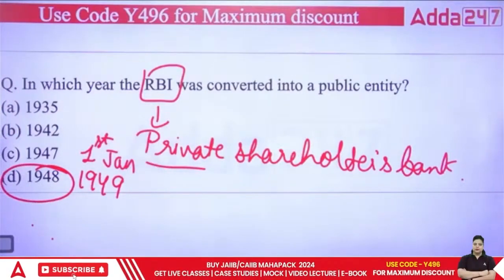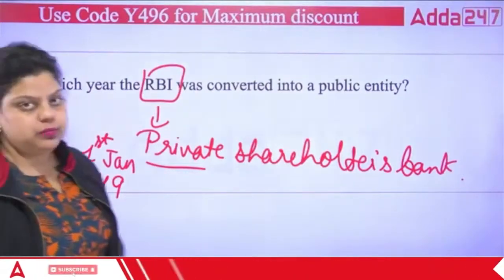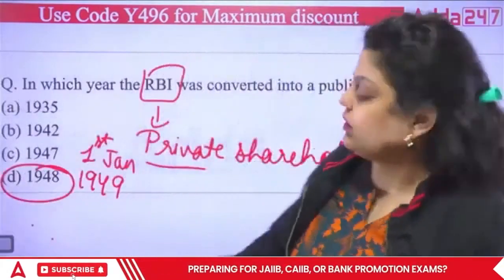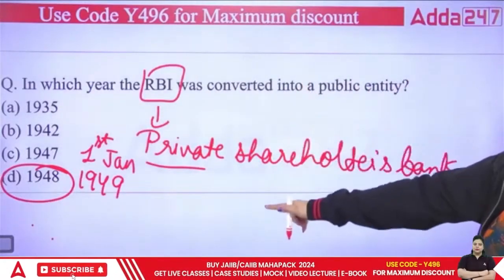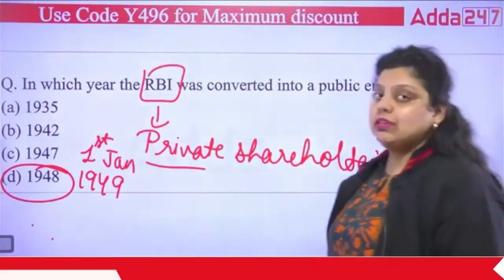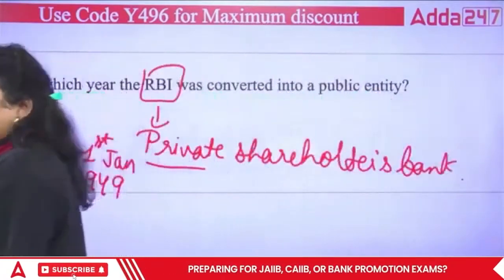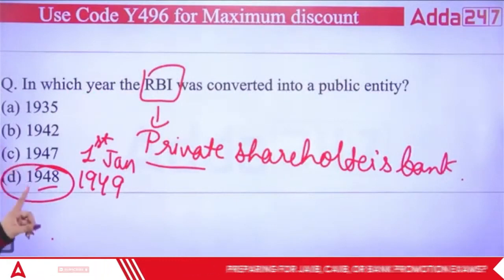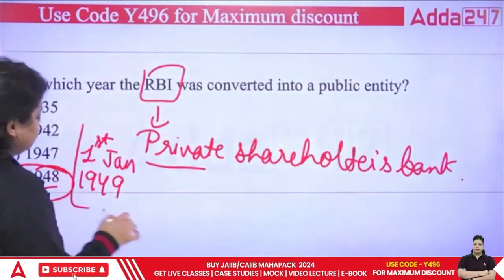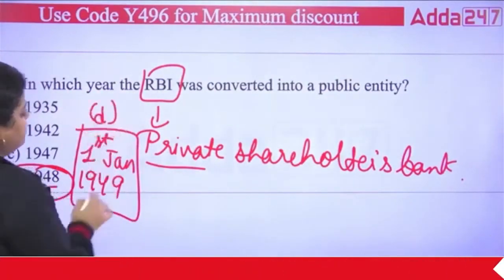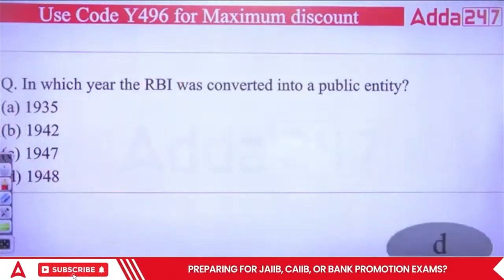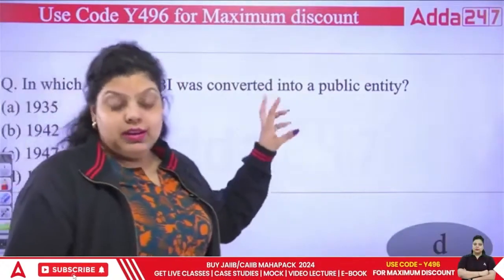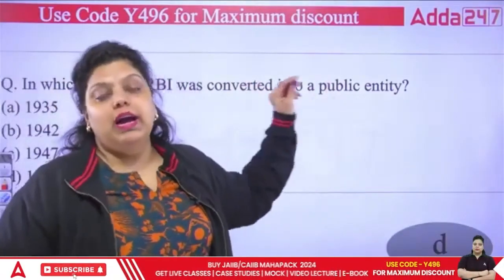Now why have I written 48 here? In your book, if we talk about RBI's nationalization, the answer given is 48. That's a wrong answer. The true answer is option D, 1st January 1949. So RBI was converted into a public entity on 1st January 1949. This is the change in your book, that's why I highlighted this.